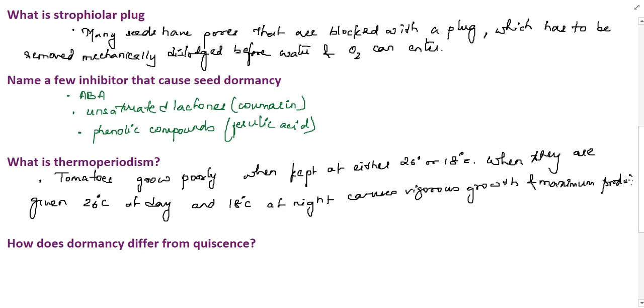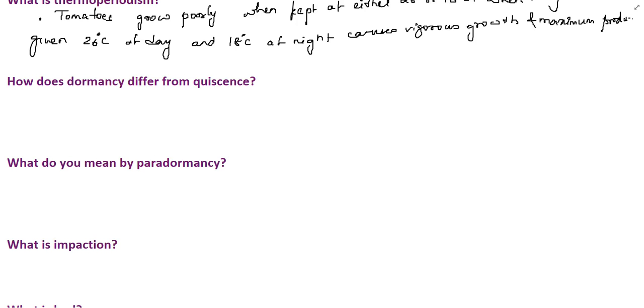Okay, so if this temperature cycle alternates, the growth is even poorer at 26 degrees centigrade. That means if they are kept at 26 degrees centigrade alone, or if they are kept at 18 degrees centigrade alone, then the result will be even poorer.